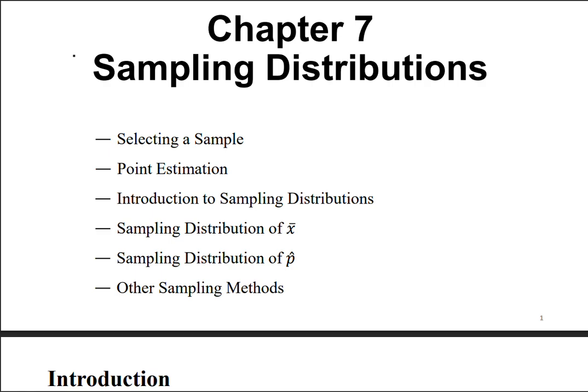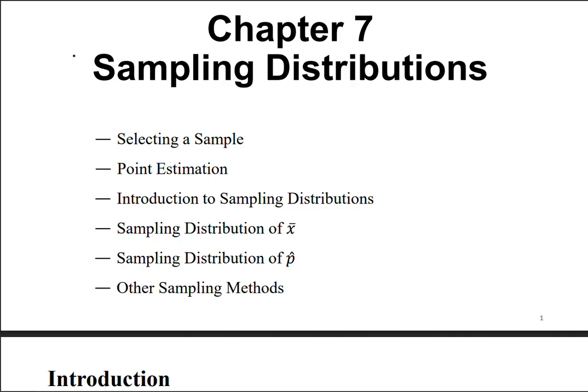Chapter 7 of our lecture note discussion. What we will be looking at in this chapter is to discuss sampling distributions. And so we're going to go through the whole process of selecting a sample, finding the point estimate of a sample, which in other words is the average, and then using the point estimate in what we call statistical inference.